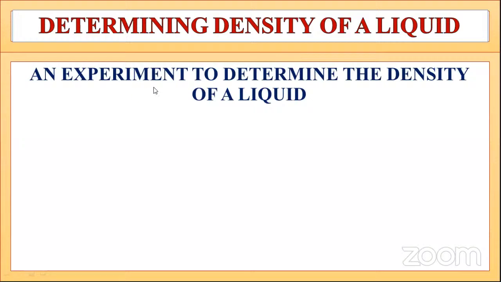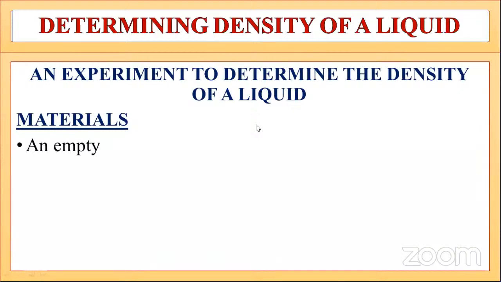Let's see together. Density of a liquid. If I'm to measure the density of the liquid, I need to go to the laboratory and I get the following materials. Do you see the materials that I need? Material number 1, I need an empty beaker. 2, I need the weighing scale. The weighing scale may be a beam balance, that is triple beam balance, electronic weighing machine, or a spring balance.